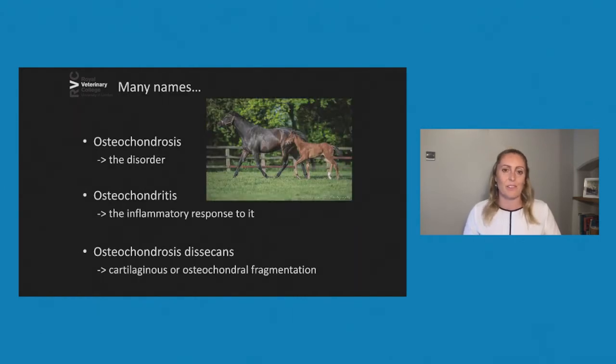But this term, osteochondritis dissecans, has led to much confusion, and several terms, including osteochondrosis, osteochondritis, and osteochondrosis dissecans, have been used synonymously. In 1986, these terms were better defined. So osteochondrosis relates to the disorder, osteochondritis relates to the inflammatory response to it, and osteochondrosis dissecans is used if there's a separate fragment present as well.